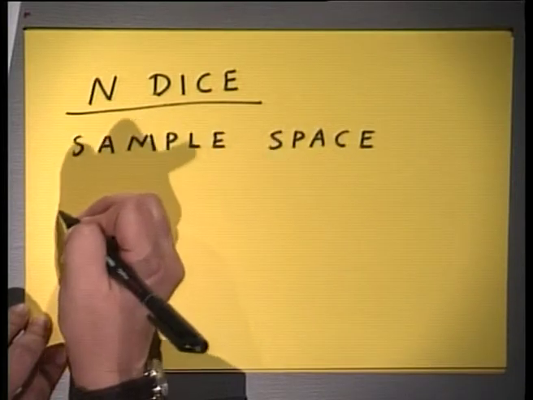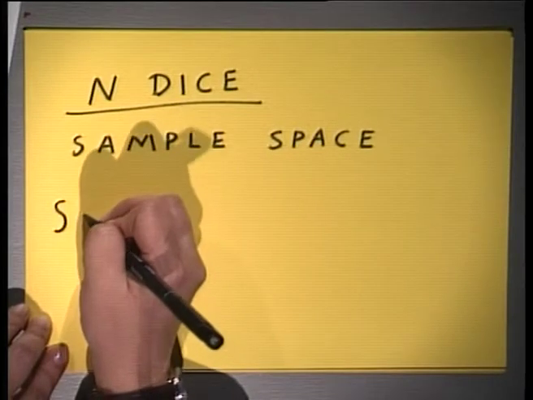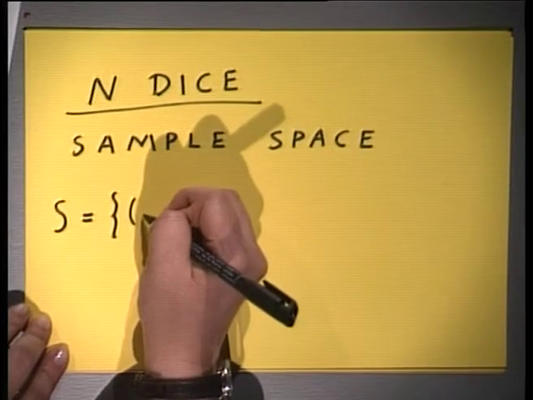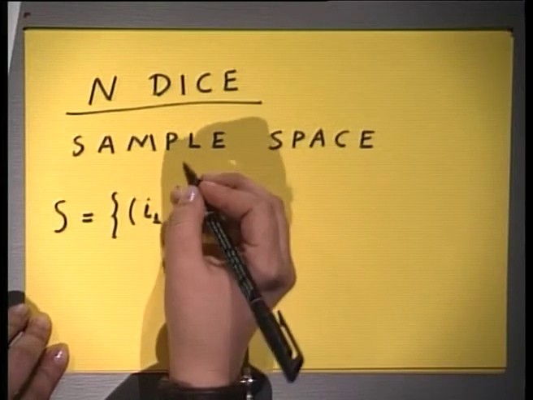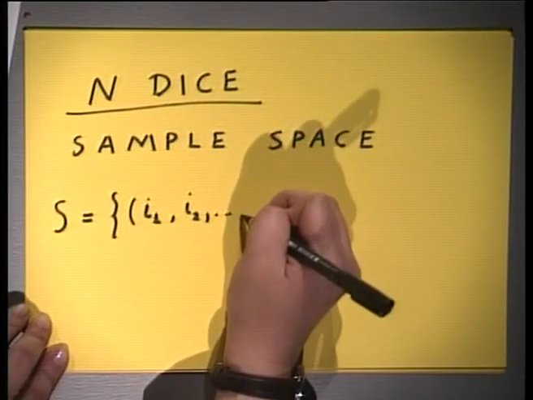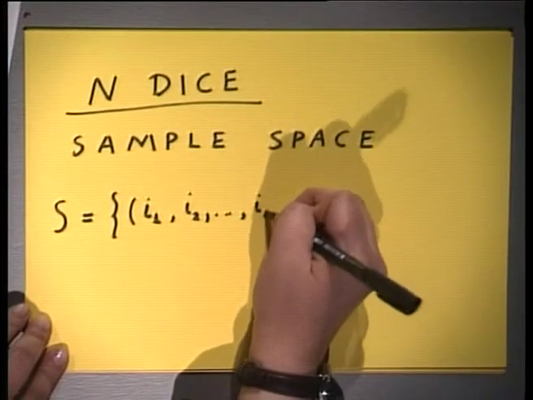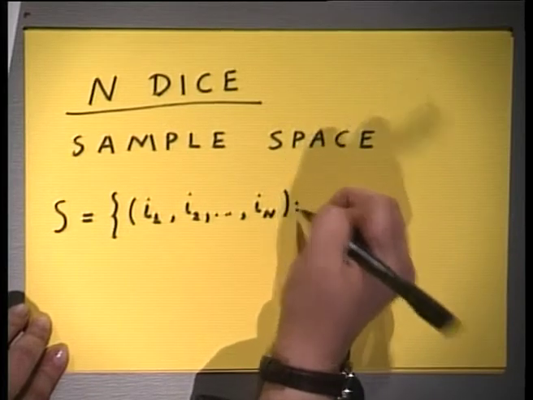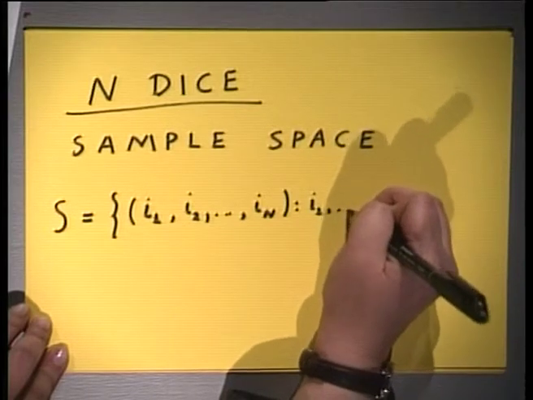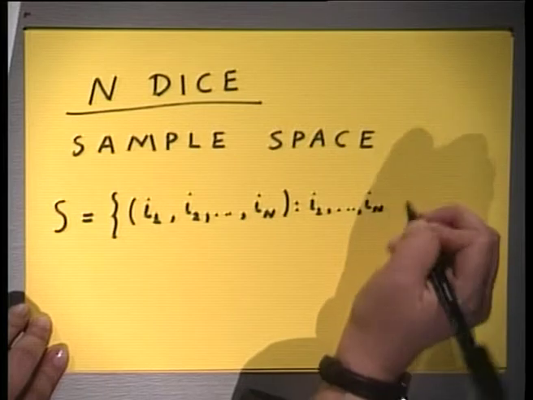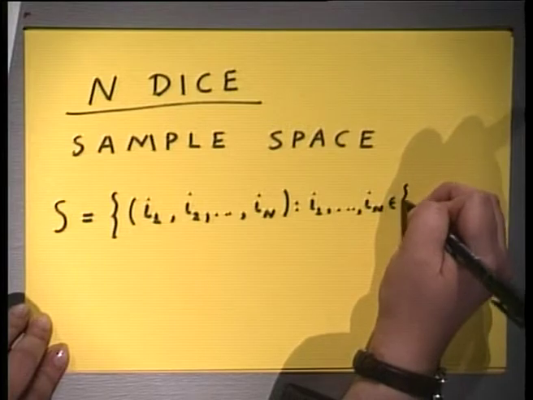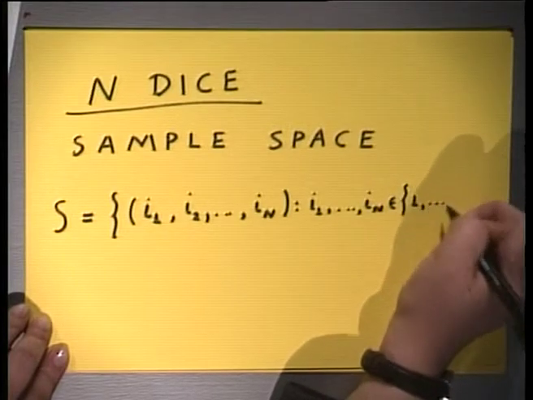Using maths, though, we can write S as being the set that contains (i1, i2, to in), where i1 to in can get any number between 1 and 6.